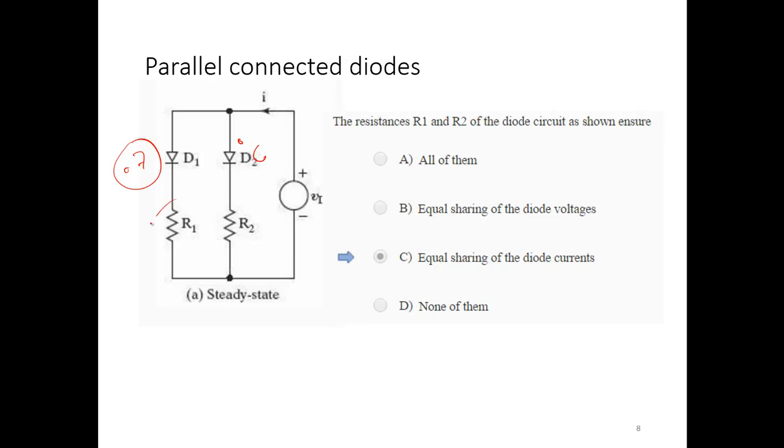To share that, you put R1 and R2 in series, so that if this is 1 ohm and the other one is 1 ohm, then you can see that the difference will be less. You adjust the value of R2 so that it matches the other one. R1 and R2 in this particular case are used for equal sharing of the currents. You see, the earlier case was sharing of the voltage, and this is the sharing of the currents.